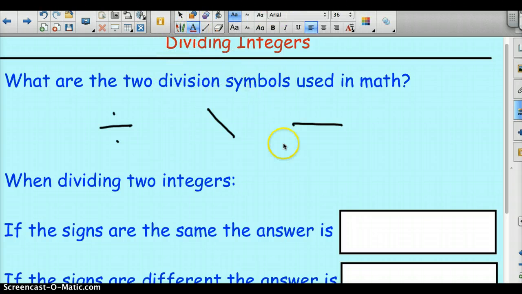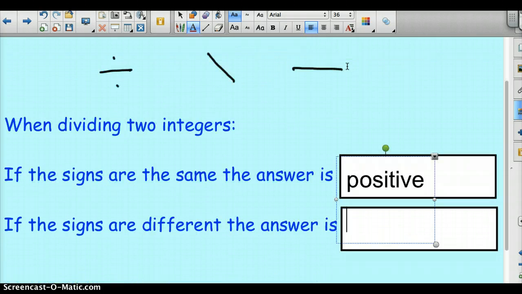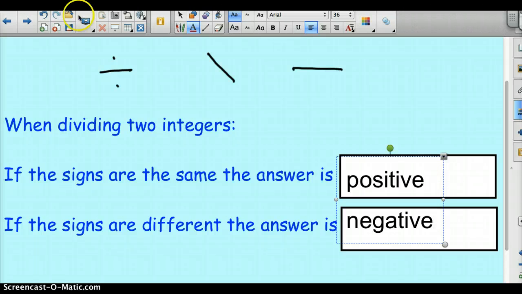Now, talking signs. Signs are very important. It's one of the main places kids miss these type of questions. With division, if the signs are the same, just like multiplication, the result is going to be positive. So, for example, if we're taking a negative divided by a negative or a positive divided by a positive, the result will be positive. Same sign, positive. If the signs are different, the answer will be negative: a negative divided by a positive or a positive divided by a negative.